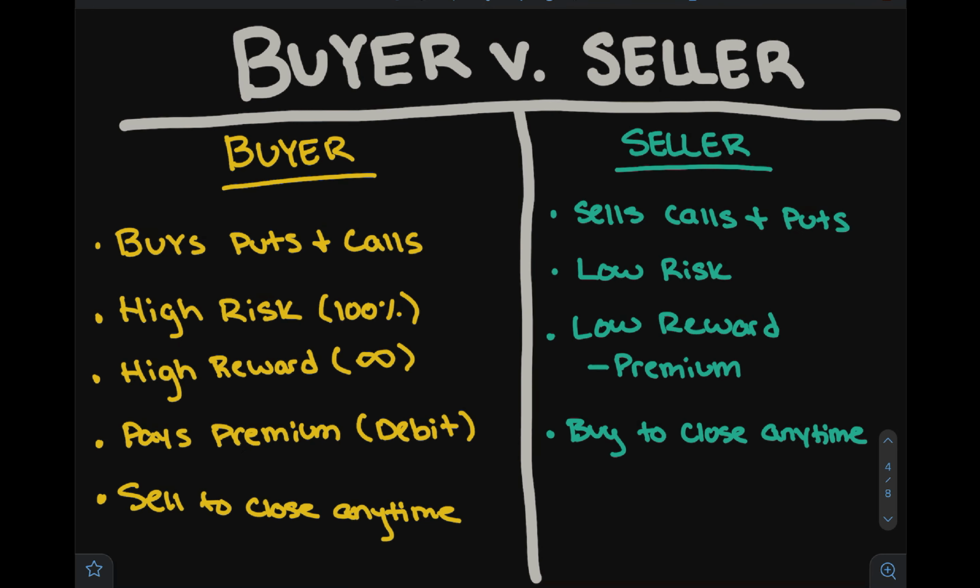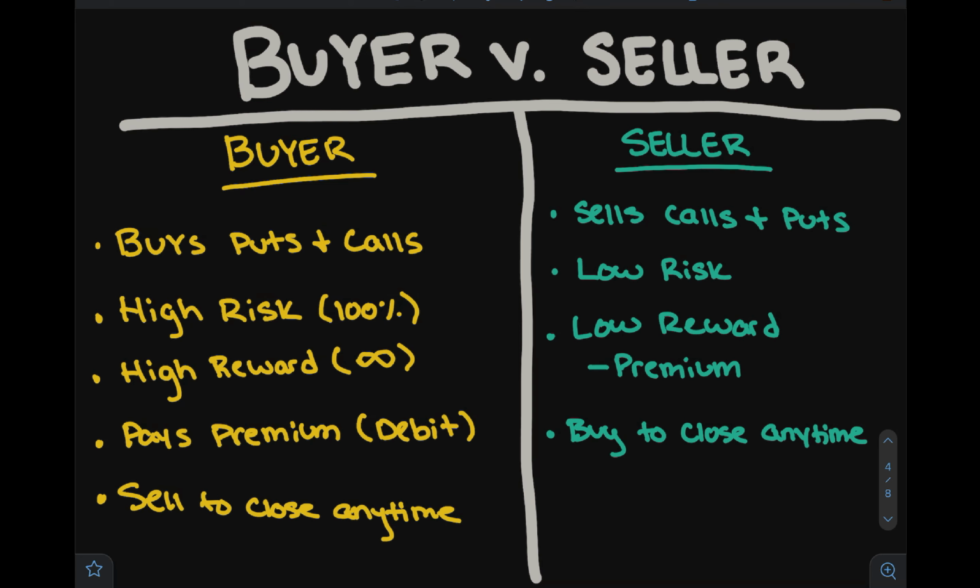Now, when we're talking about buyers and sellers, buyers can only buy puts and calls. Buyers are considered high risk, but they are also considered high reward. A good example of high risk: if you buy a call, if you think a stock is going to be bullish and it turns out it doesn't rise as much as you want, or it doesn't rise at all, you're going to lose 100% of the investment that you put up. That doesn't mean you're going to lose 100% of your money. It's just 100% of the money that you put up to get into that possibility.